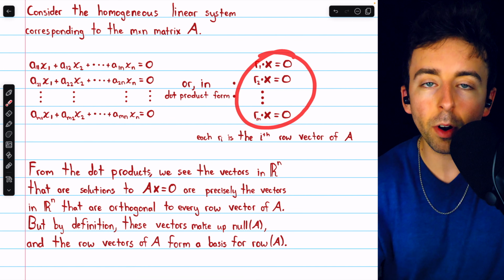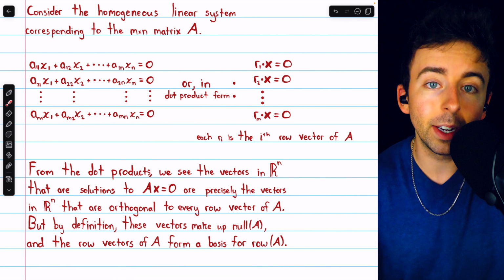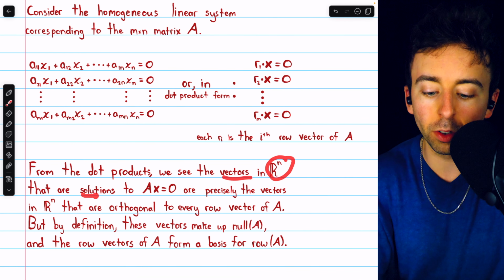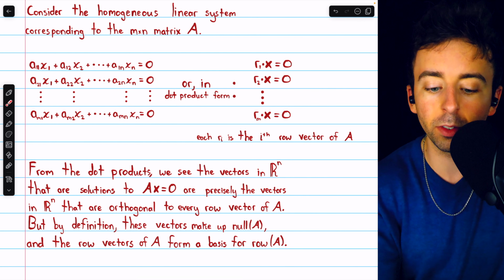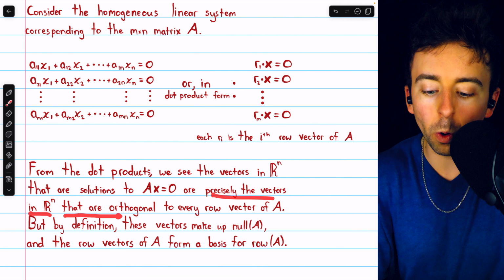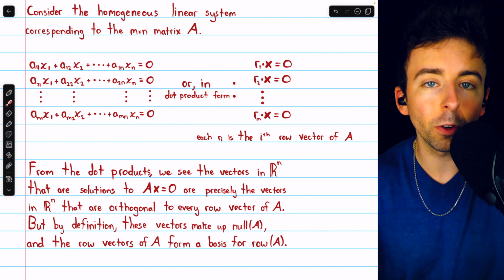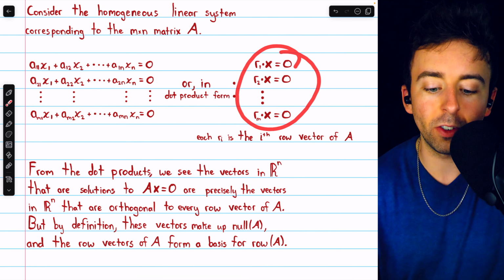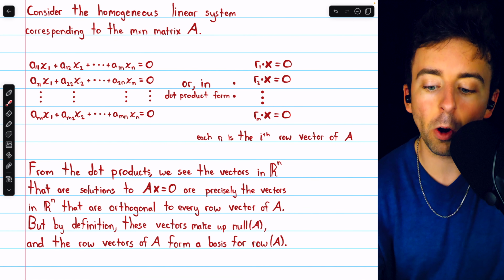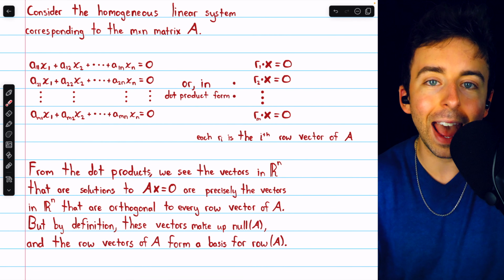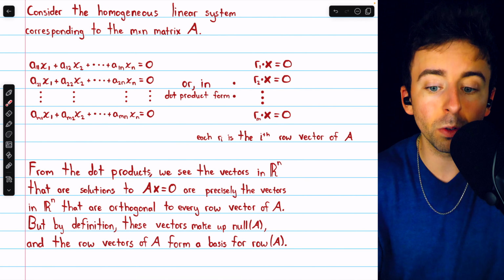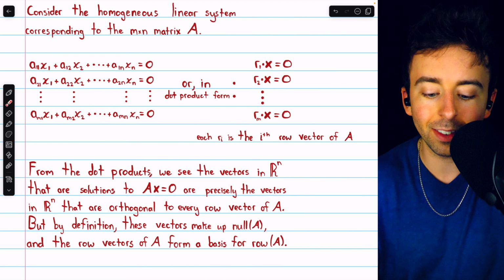Then, from these dot product equations, and recalling the definition of orthogonality, we see that the vectors in Rn that are solutions to Ax equals 0 are precisely the vectors in Rn that are orthogonal to every row vector of A, because all of these equations, every single one of them, the whole system, needs to be true. The vectors that are orthogonal to every row vector of A, those are the solutions to this system. And of course, by definition, those are the vectors that make up the null space of A.